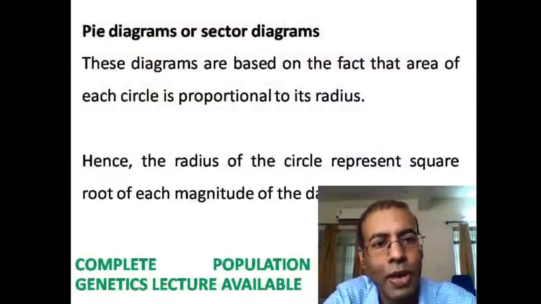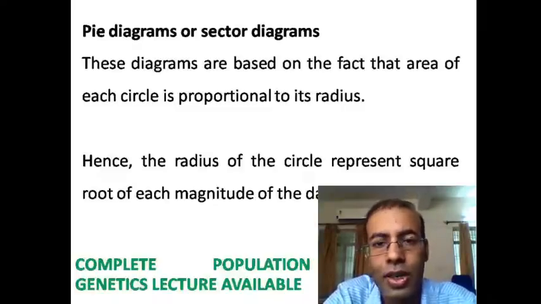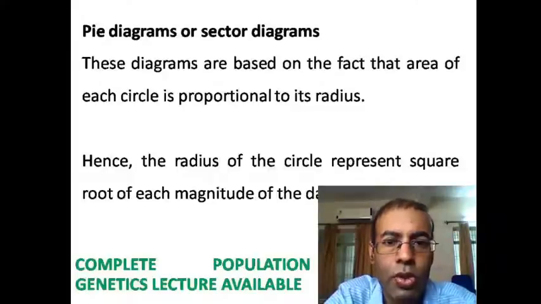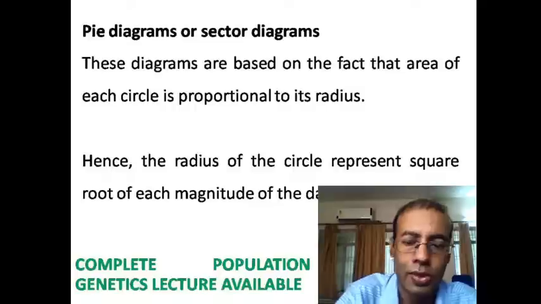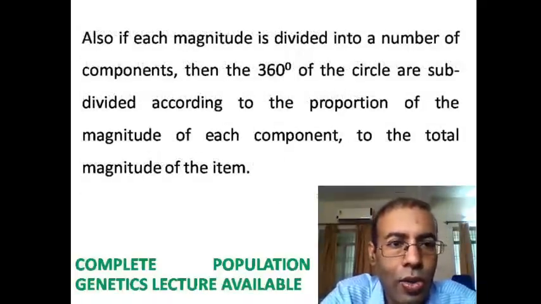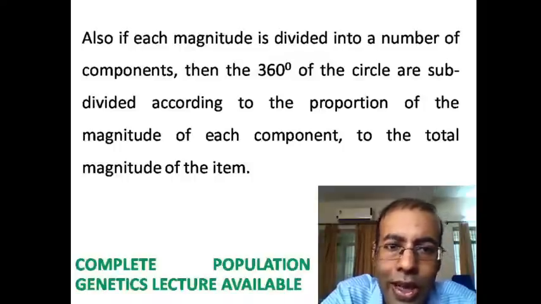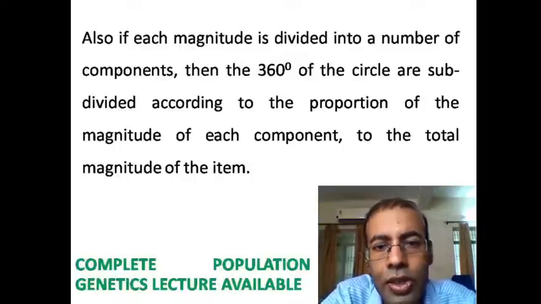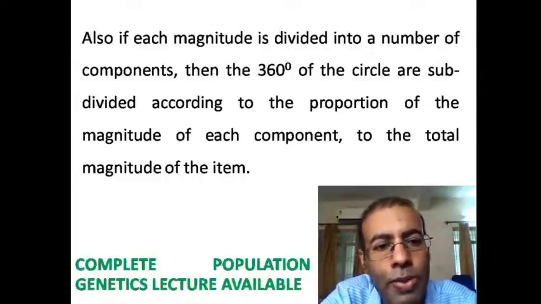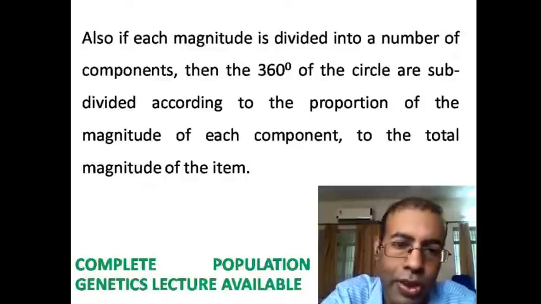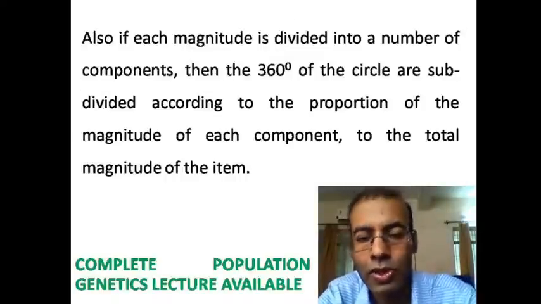Now we will see the pie diagram or sector diagram. These diagrams are based on the fact that the area of each circle is proportional to its radius. Hence the radius of the circle represents the square root of the magnitude. Also, if each magnitude is divided into a number of components, then the 360 degrees of the circle are subdivided according to the proportion of the magnitude of each component to the total magnitude of the items. This will be more clear when we solve one question.